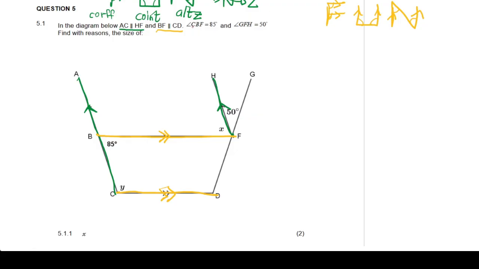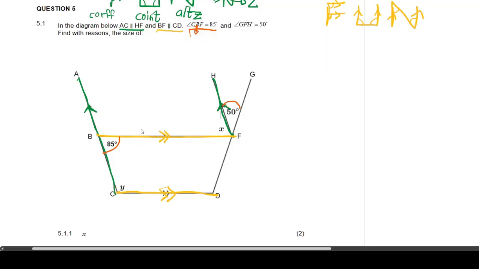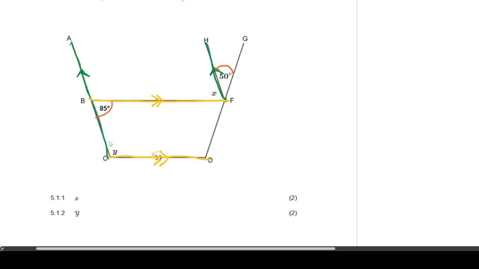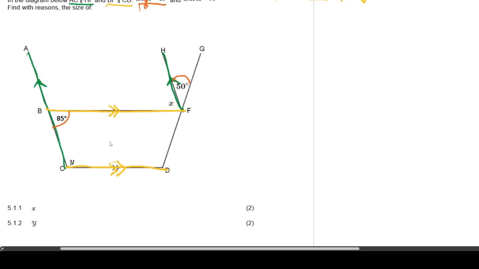Then they tell us that angle CBF, B is in the middle, so that means that is the vertex, is 85 degrees. And they say angle GFH is 50 degrees. Find with reasons the size of X and Y. All right. So let's find X first.